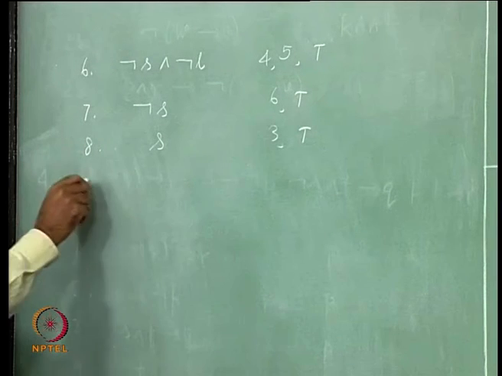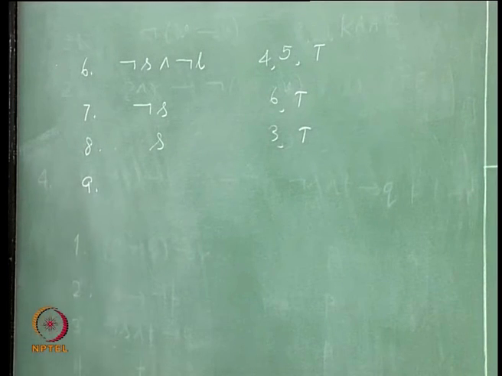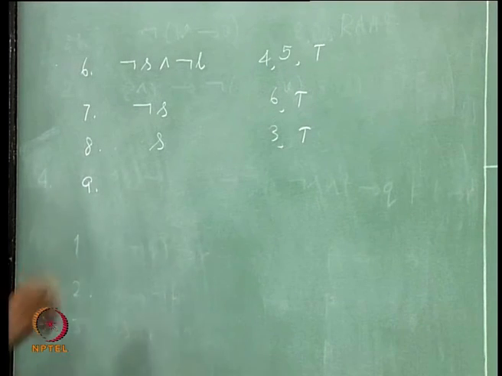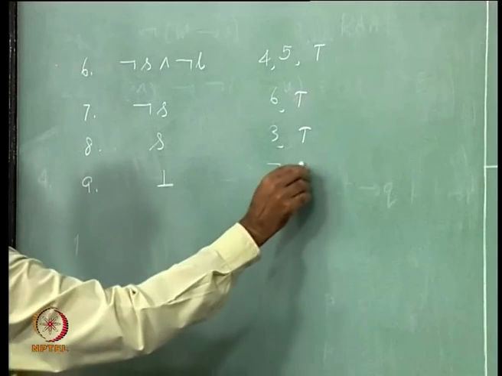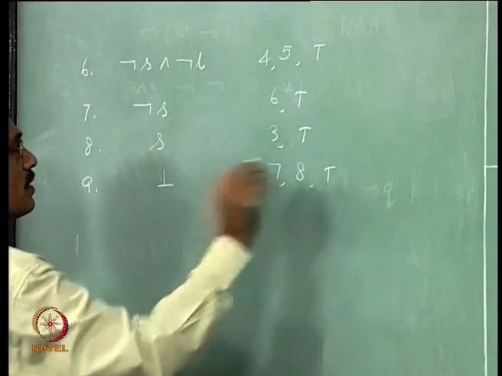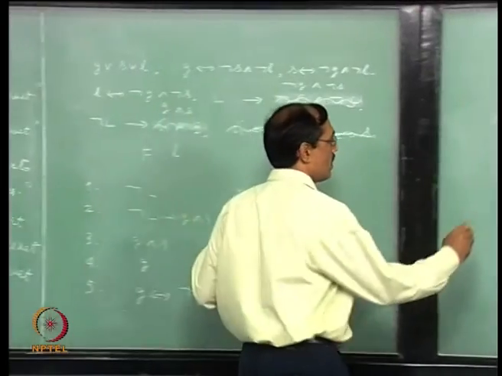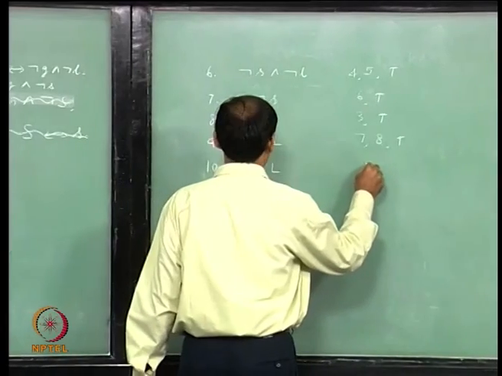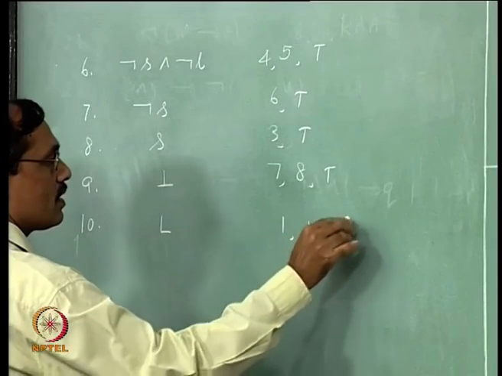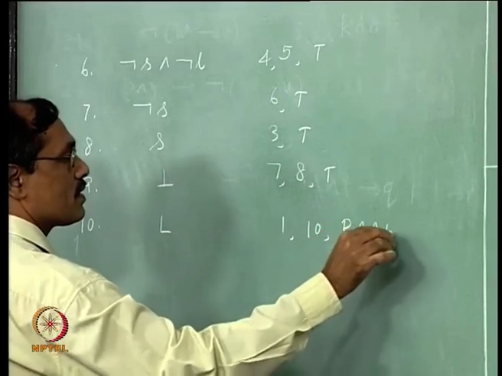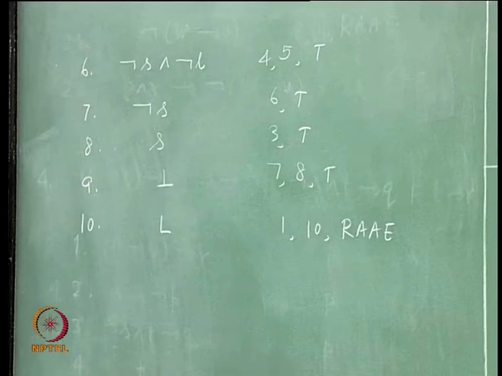okay. That gives what? Bottom, 7 8, and this comes because of our extra assumption. Therefore, L. You take 1 10, RA ends. Now, you have L.